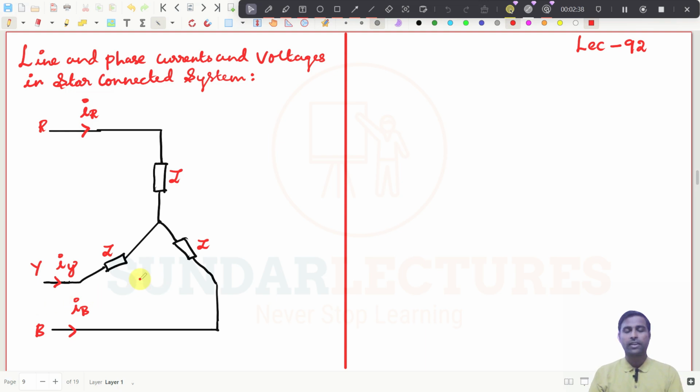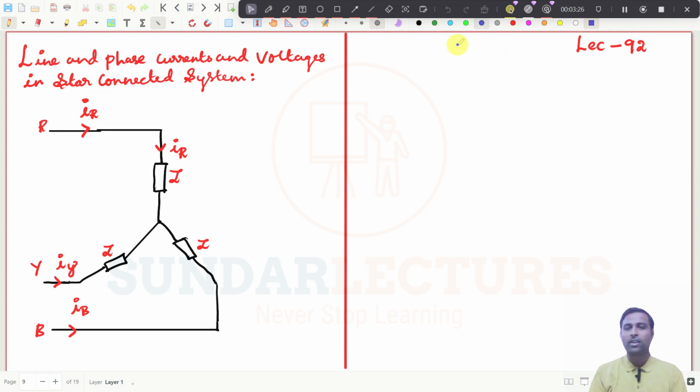We have two different currents here. What is line current and what is phase current? Whatever the current coming in this line, we will call it line current. And whatever the current coming through this load, we are calling phase current. So the current coming here is line current, and whatever the current flowing through this particular impedance, we are calling it phase current. The same current, IR, will also come here, and whatever the current coming here will flow through this impedance, and whatever the current coming here will flow through this impedance.